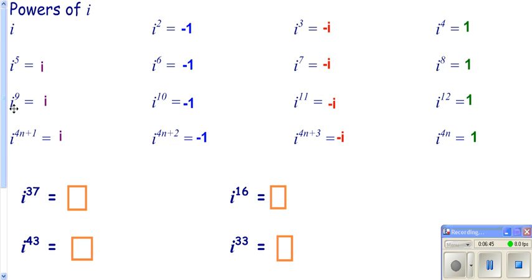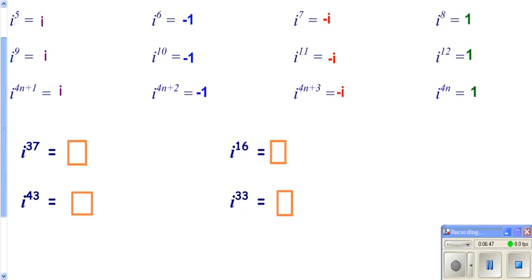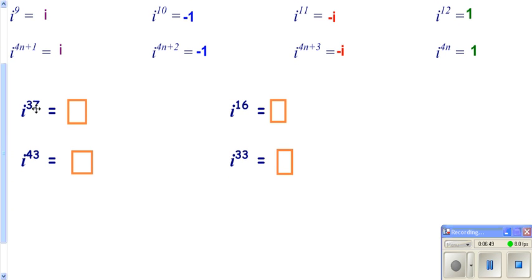So we need to go ahead and work these out. Is that a multiple of 4? No. But 36 is, and that's 1 away, so it's 1 more than a multiple of 4, so it's an i. Here, is 43 a multiple of 4? No. But 40 is, and so this is 3 more than that, so then it's a -i.